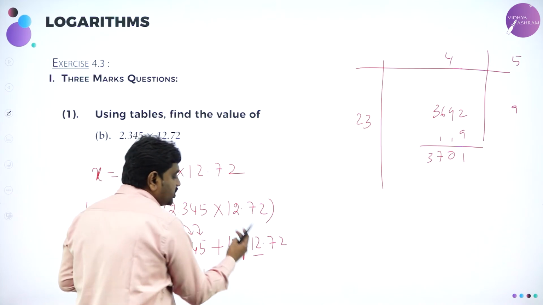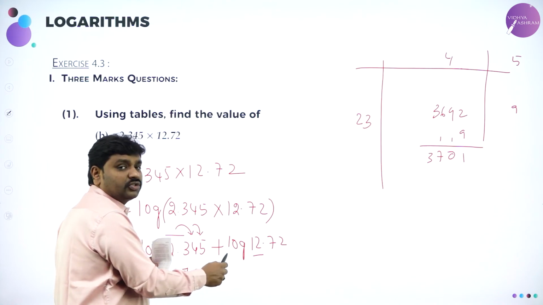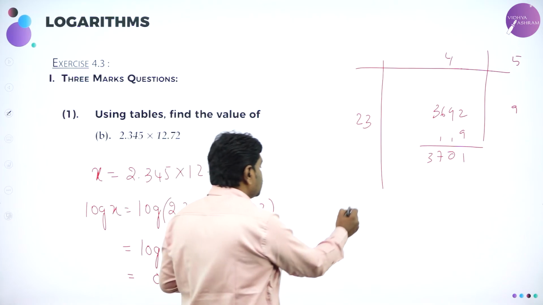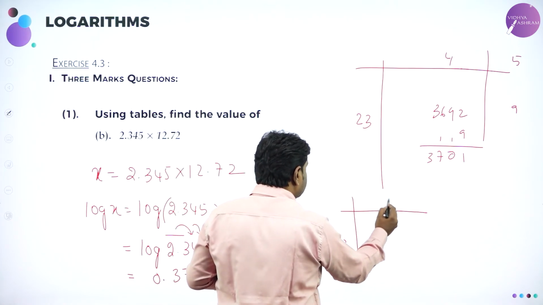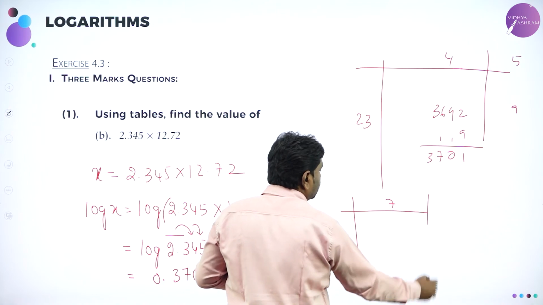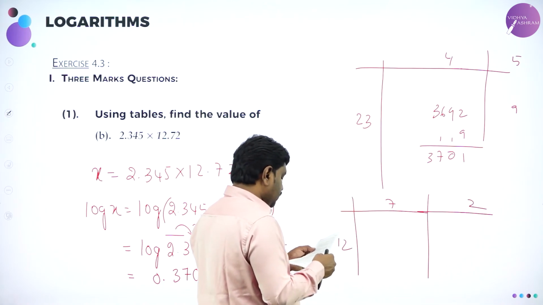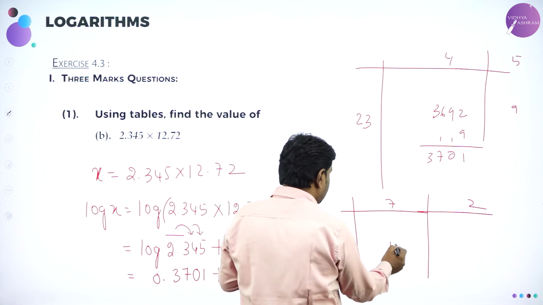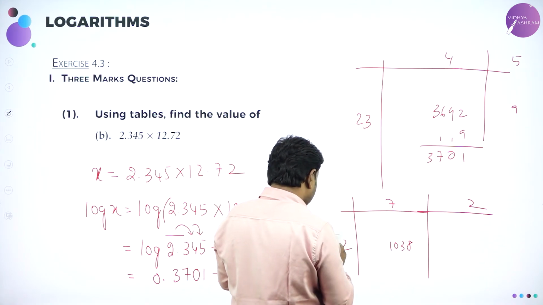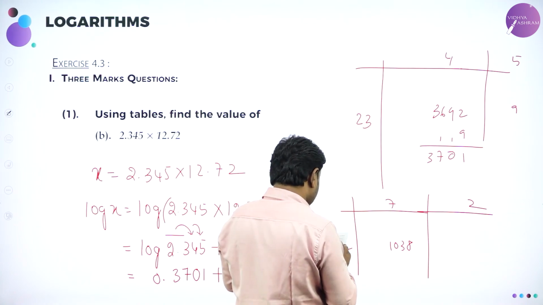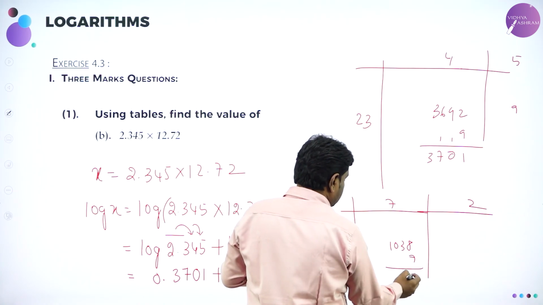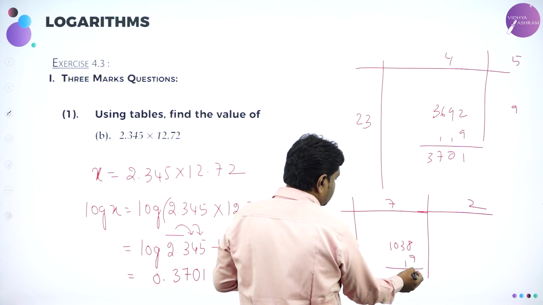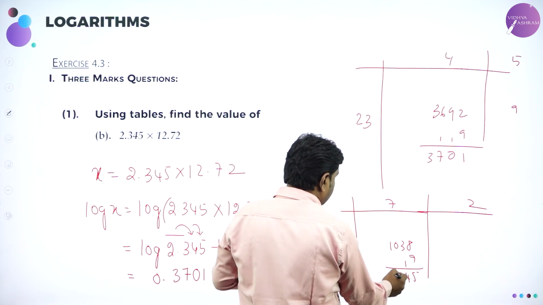Plus, before the decimal we have 2 digits. Number of digits minus 1, 2 minus 1 is 1. 1 point is the characteristic. So now 12 under 7 under 2 you should see in the table. 12 under 7 gives you 1038. Under 2 if you see, it is 7, add this. 8 plus 7, that is 15, so 1.1045.